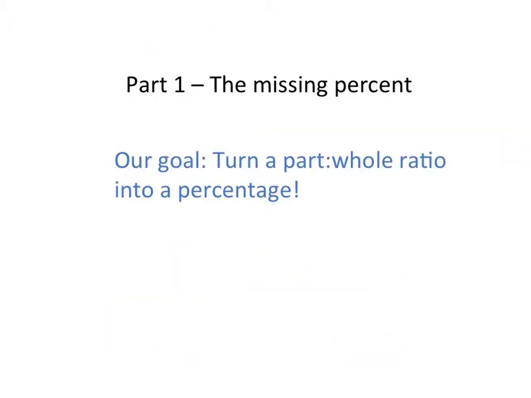Part 1 is just a review of how to find the missing percent. And our goal is to turn a part to whole ratio into a percentage. And we're going to be using the ratio part over whole is equal to the percent over 100. And that's our key thing to remember, the number for the percent over 100.